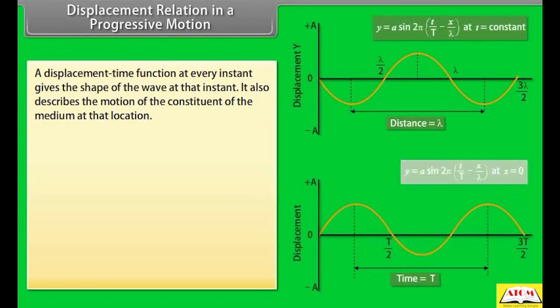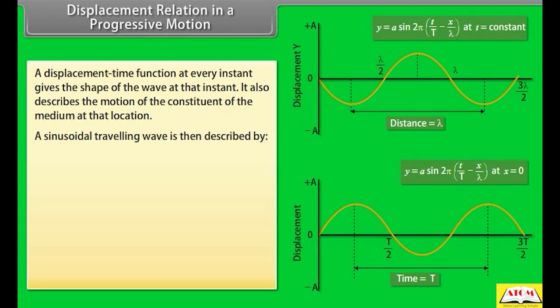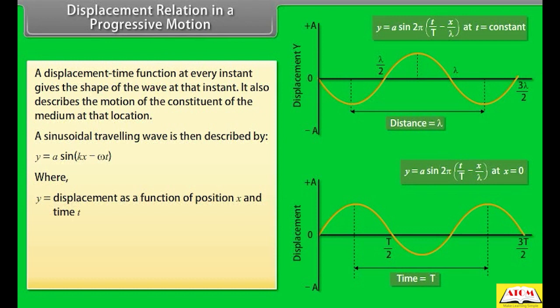Displacement relation in a progressive motion. A displacement time function at every instant gives the shape of the wave at that instant. It also describes the motion of the constituents of the medium at that location. A sinusoidal traveling wave is then described by y = A sin(kx − ωt), where y is equal to displacement as a function of position x and time t.